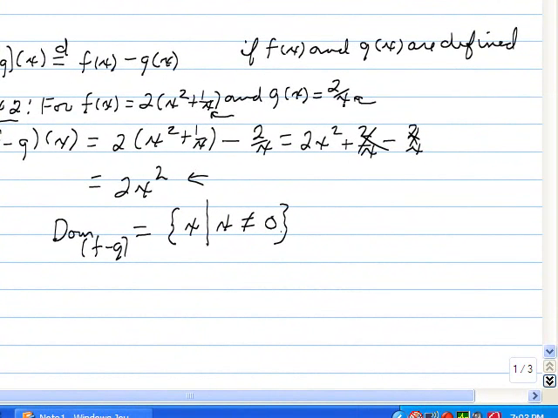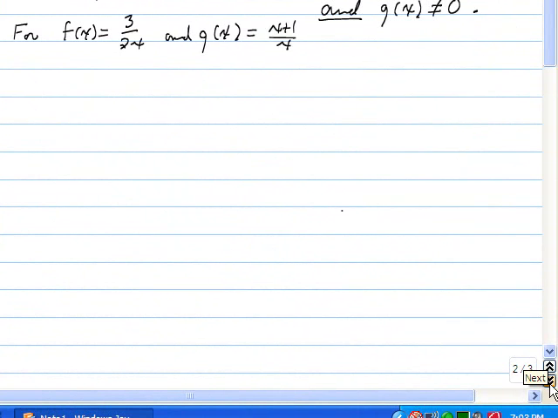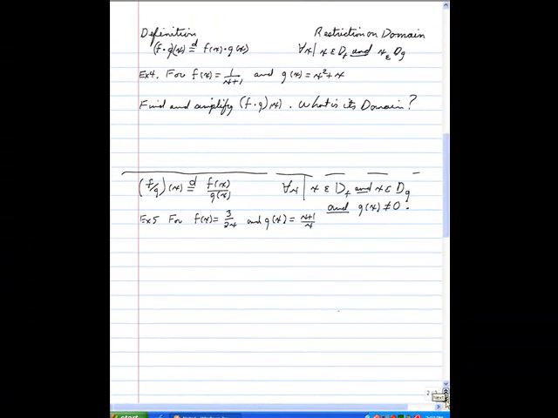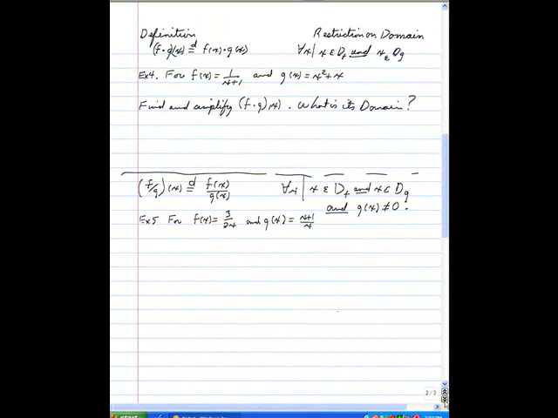Let's move on now to example 3. In example 3, we are defining the product function, the multiplication function, f times g. Of course, we define it in the same way. F times g of x is equal, by definition, to f of x times g of x.